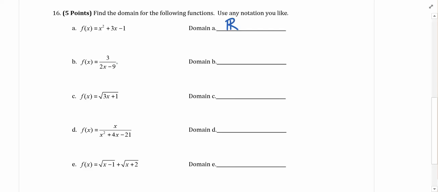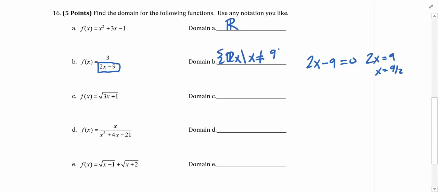In part B here, you have to realize this is a rational function, so we want to make sure to never divide by 0. We ask ourselves what value the denominator would give us a 0, so I solve the denominator for 0, and that tells me that 2x is equal to 9, so x would have to be 9 halves. So I would say this: all real numbers x such that x does not equal 9 halves.